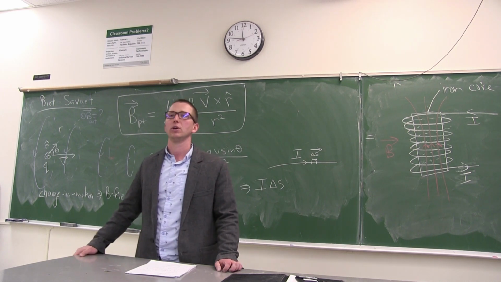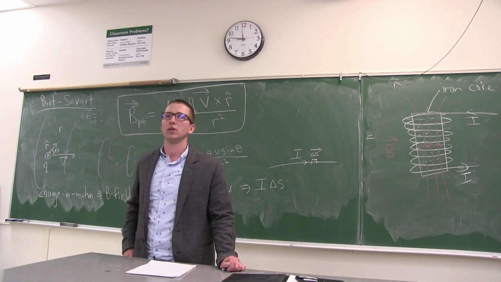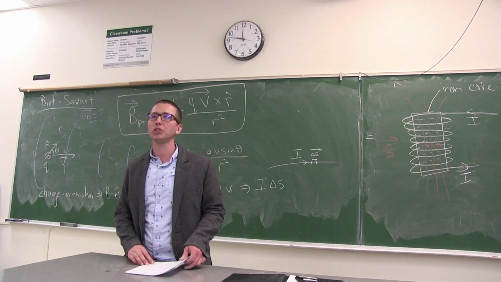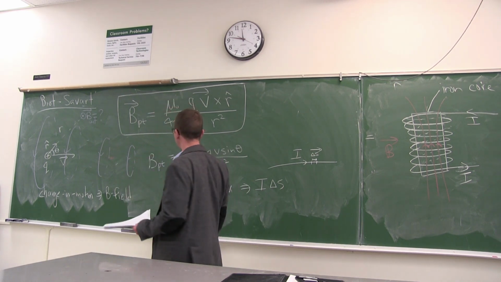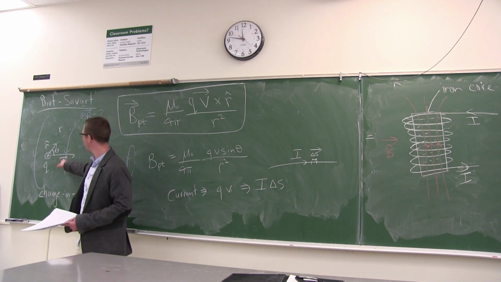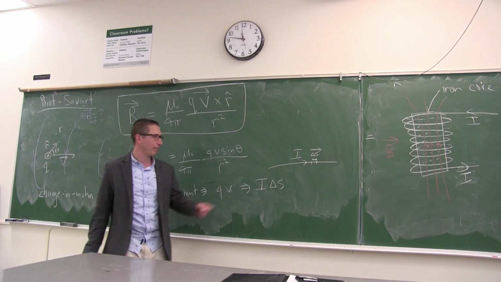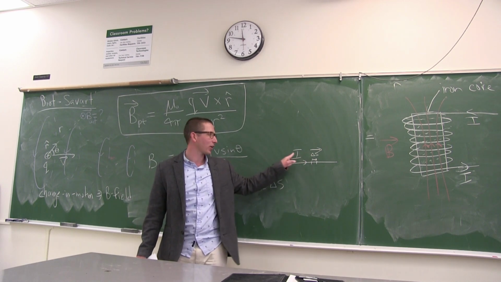Yes? Isn't current and delta S going in the same direction? Correct. So wouldn't the theta be 0? The angle is going to be between current and R. Oh, current. And typically we just assign the vector to the length element instead of the current.